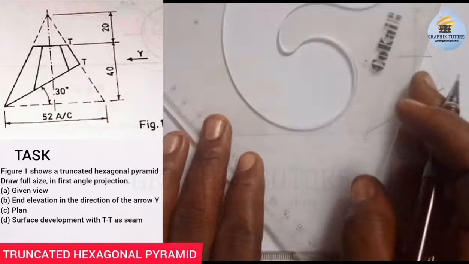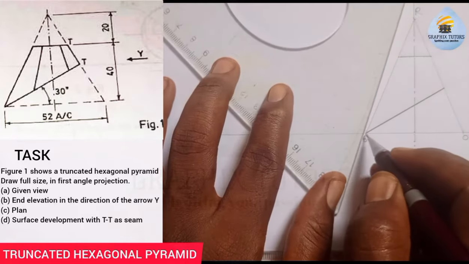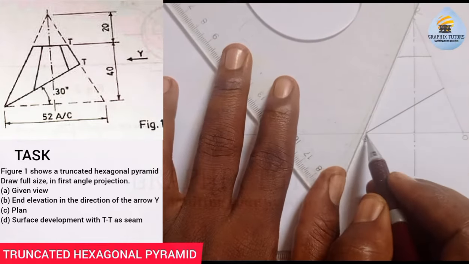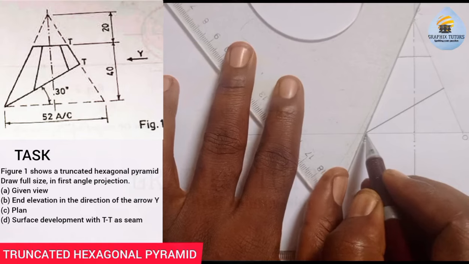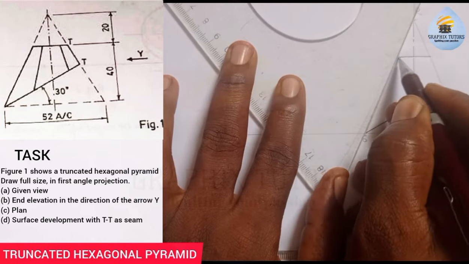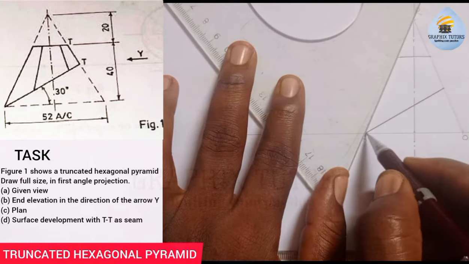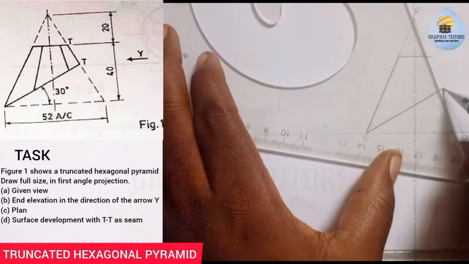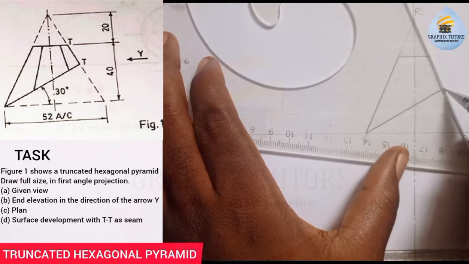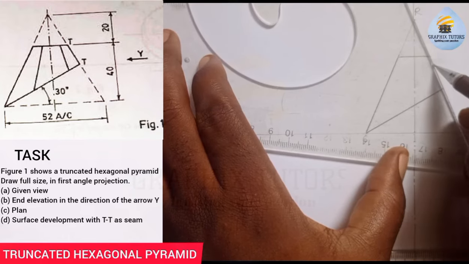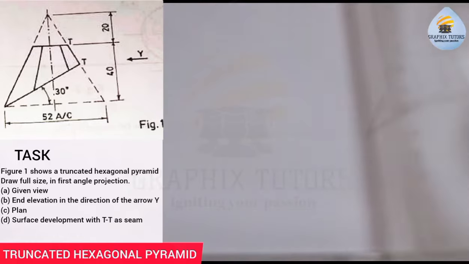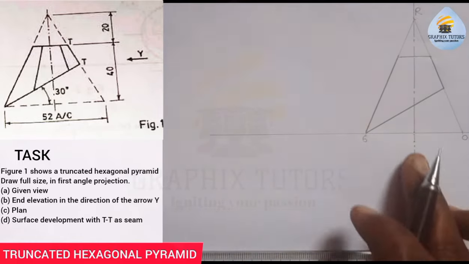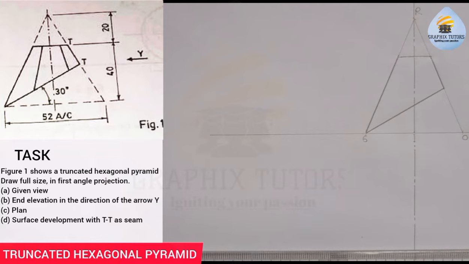So when I've done that, I'll thicken the rest. I take my meter rule and thicken from 6 to this point. Then I'll thicken from this point to this point. So we have successfully brought out the given shape, but we are not done.